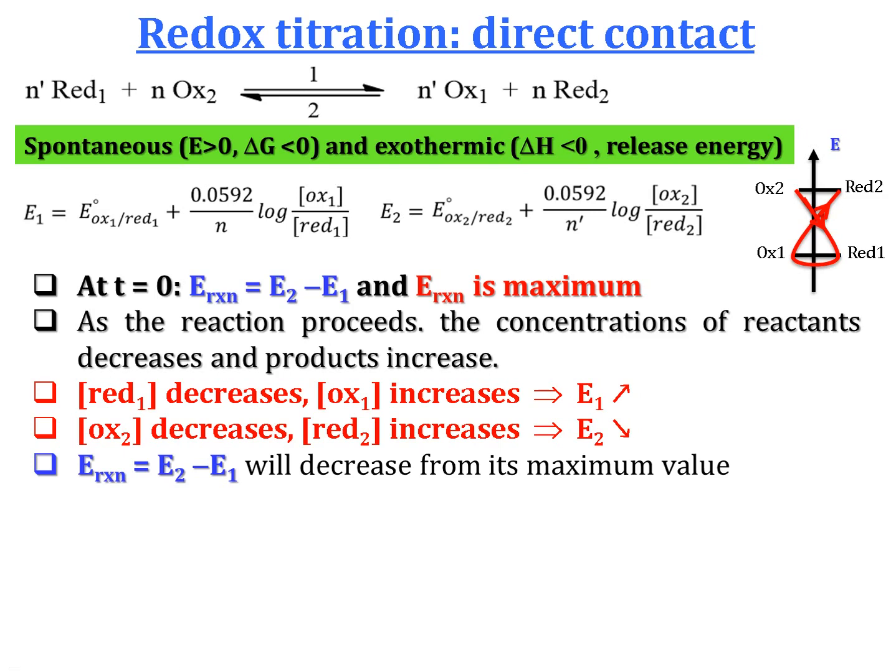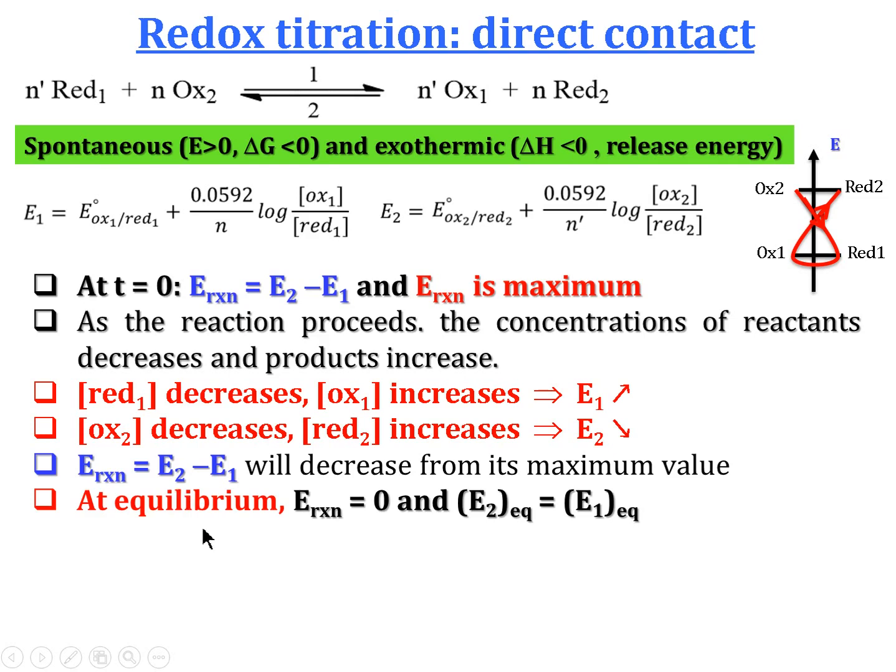And in the course of the reaction, since E2 will decrease and E1 will increase, E of the reaction will decrease. When the reaction reaches equilibrium, E of the reaction is equal to 0, and in this case, the potentials of couples 1 and 2 are equal at equilibrium.